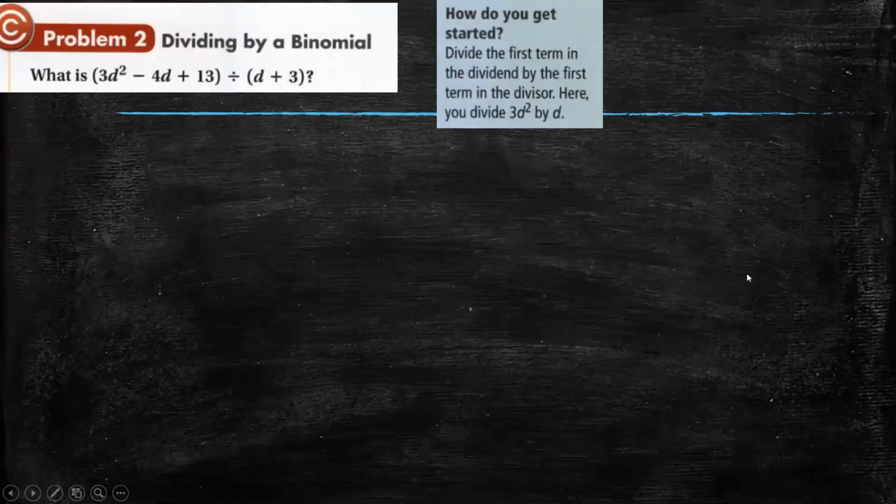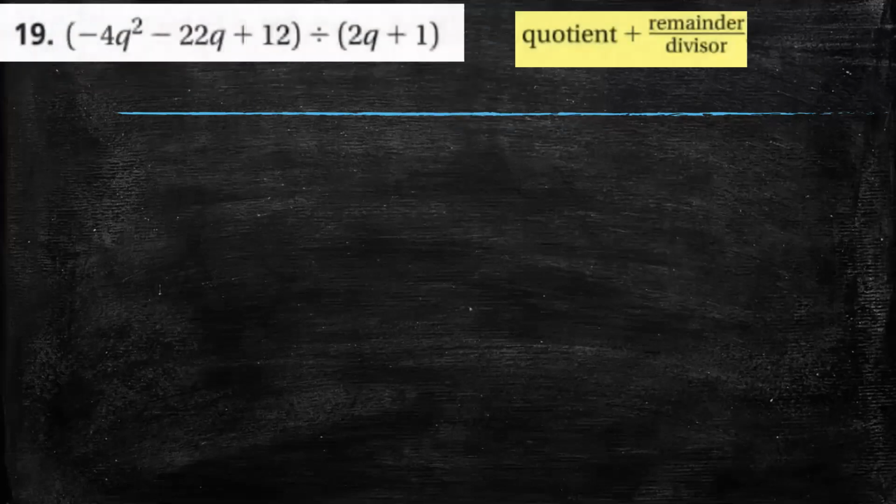So we learned how to divide a polynomial by a monomial and a polynomial by a binomial. We solve these questions here. Let me remind you how we can divide a polynomial by a binomial by solving this example here.